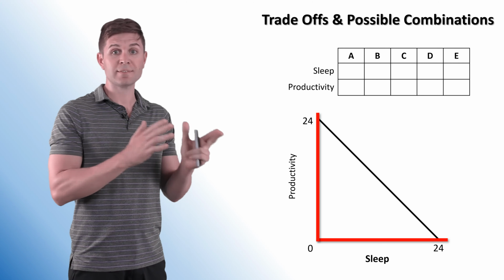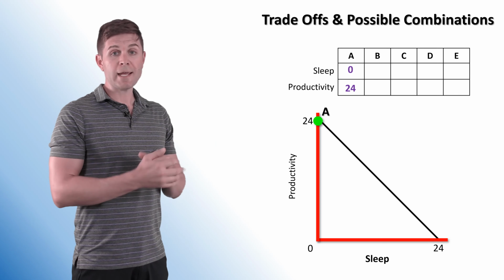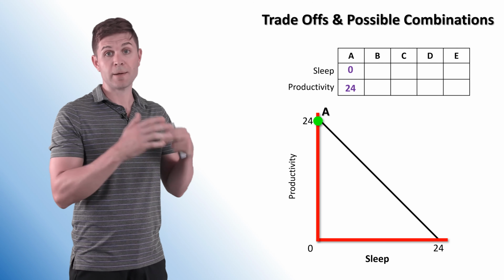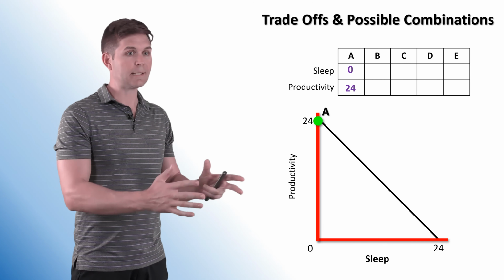Now, the most possible sleep we can get is 24 hours. The most possible productivity we can get is 24 hours. So those are our points on the ends there. There are a lot of different possible combinations that we can achieve during a given day in terms of sleep and productivity. So point A, this is an example where I sleep 0 hours and I'm productive for 24. So point A, I can get a lot done, but I get no sleep.